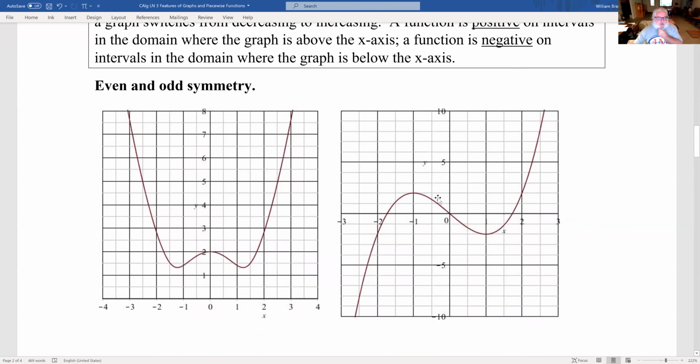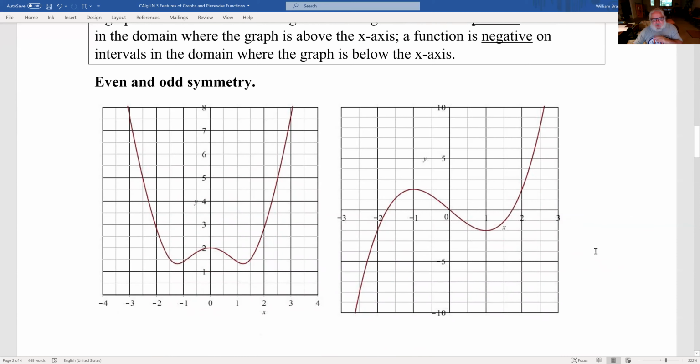Okay, so even and odd symmetry. These are two graphs, and they have a certain type of symmetry about them. This graph is symmetric over the y-axis. And what does that mean? That means if I pick any point here, I'll say this one, that's at a particular x value, right? Say x equals 3. Then if I look over on the other side of the graph, I get exactly the same point, just flipped over there, so at -3.